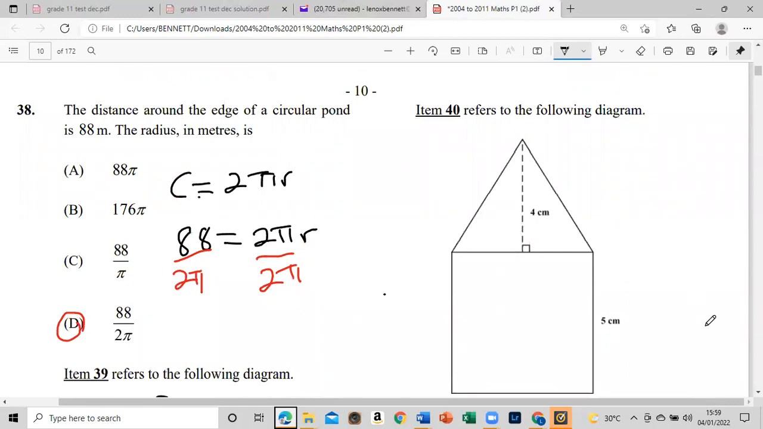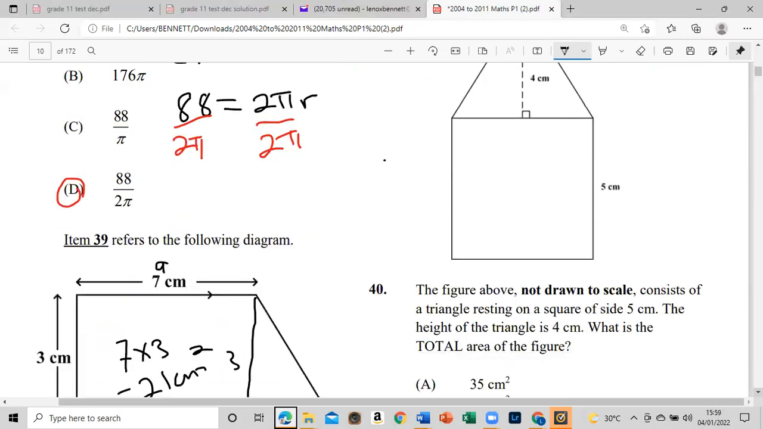Alright, so 40 refers to the following diagram. This is our 5, this is our 4. The figure above, not drawn to scale, consists of a triangle resting on a square. Okay, so it's a square, so this is a 5, and this is a 5 also. A square has all 4 sides equal. The height of the triangle is 4. What is the total area of the figure?